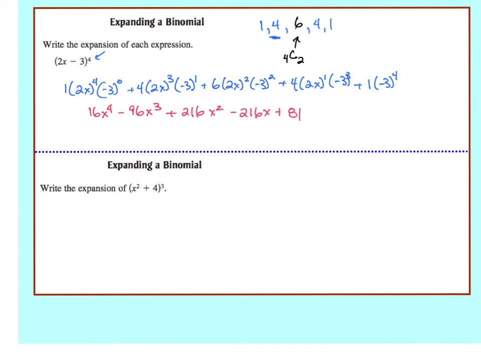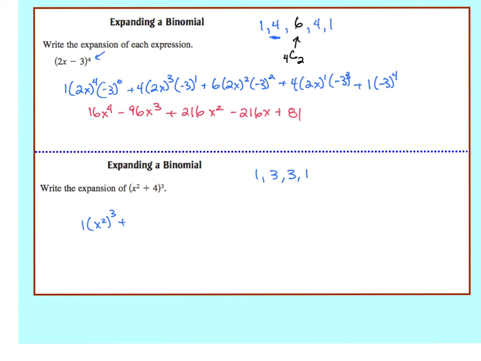So now I have x squared plus 4 quantity raised to the power of 3. Again, I always like to start out with my coefficients. So what would be my coefficients? 1 and then 3 and then 3 and then 1. So now I have 1 times x squared to the power of what? 3. And really, you could say 4 to the power of 0. I just don't.